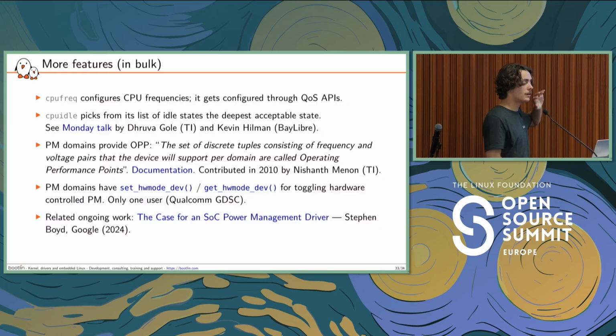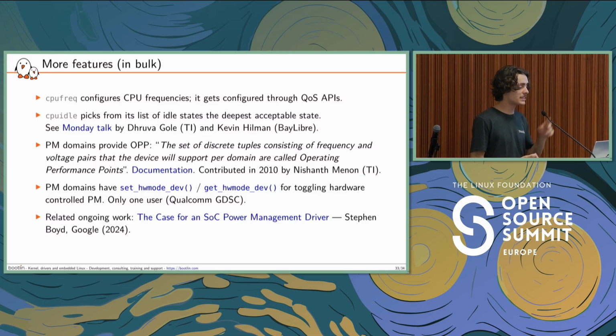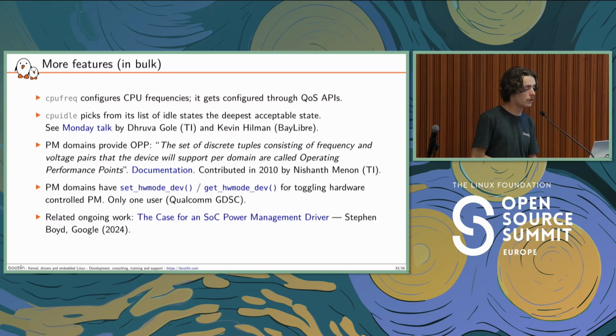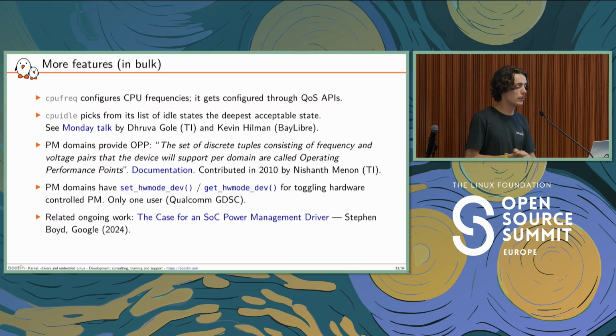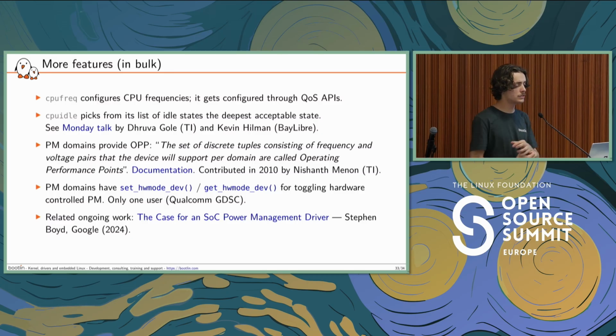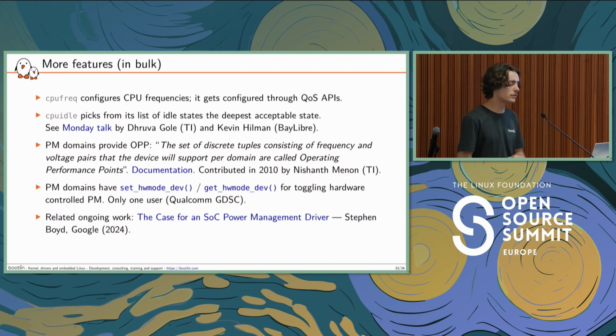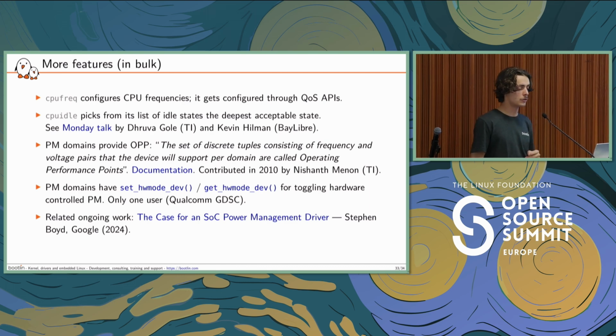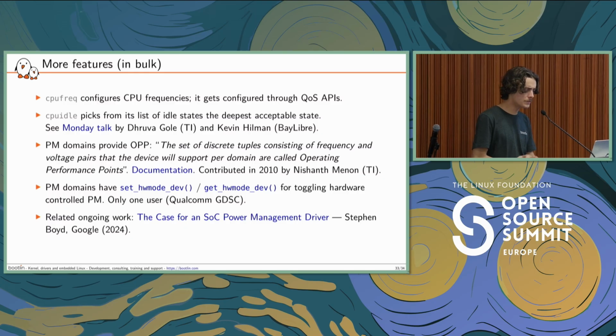Some more features. This is a big list. CPU frag, CPU idle, I didn't want to cover because this is not a per device thing. There's a great talk, CPU idle, from Dhruva and Kevin that was done on Monday. So you know my slides were done since then. You also have PM domains that are OPP, so that's whenever you want to do throttling on your frequency and voltage. So if you care about that kind of things, go and check out grep for OPP inside the kernel, and you have the documentation link contributed by TI a few years ago.